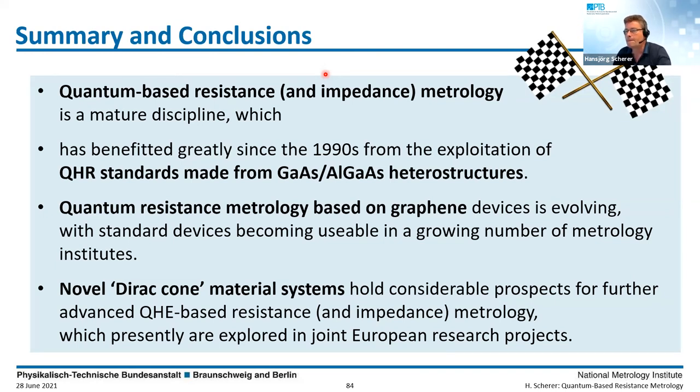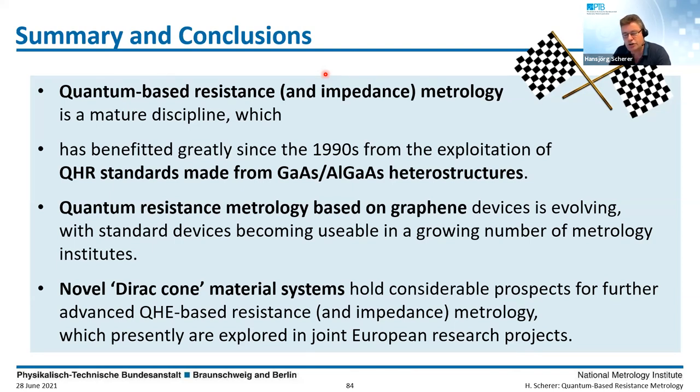I have a related question. To which extent is graphene being used in metrology centers, and let's say replacing the gallium arsenide two-dimensional electron gases? To which extent is it used in metrology institutes? It is fabricated in not many metrology institutes.